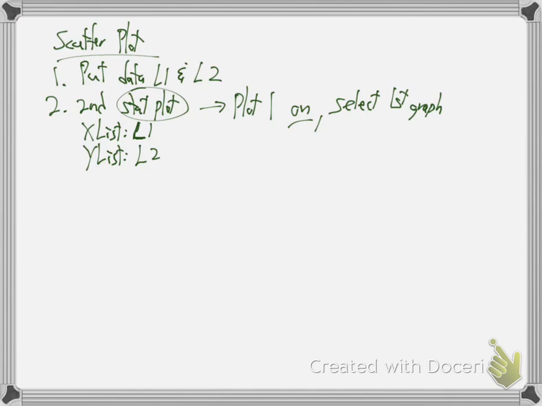Once you've got that, you can just go second quit. Or no, you don't need to go second quit. Then just hit zoom and hit 9, because the zoom button's in the top middle, and 9 is the stat graph. And it'll do a little scatter plot for you.